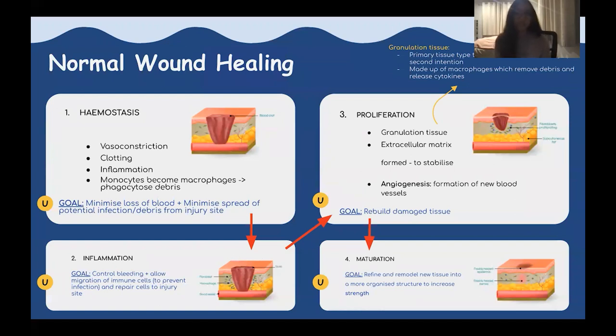What happens is granulation tissue forms, and I've put there what granulation tissue is. It's the primary type of tissue that will fill a wound in the process of healing, particularly in something called healing by second intention, which I will talk about in the next few slides. That's where there is a large injury that's quite extensive. Granulation tissue is mainly made up of macrophages, so that'll help to clean up the site of injury and prevent any infection.